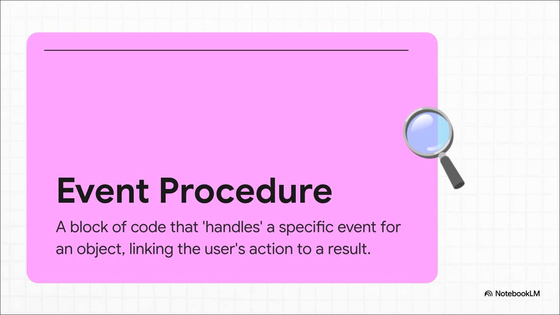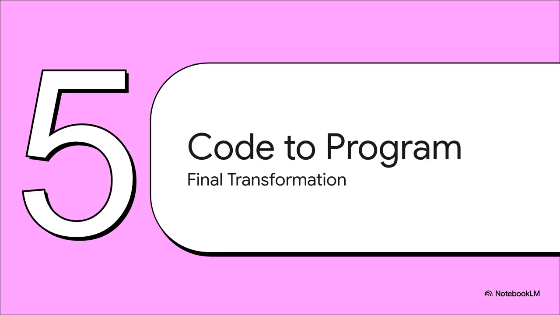It's a special little container for code that handles one specific event for one specific object. So for our button, we'd have a procedure called something like exit button underscore click. And inside that container is where we put our me.close code. It's like a dedicated instruction manual that says, when this button and only this button gets clicked, run this code and only this code.